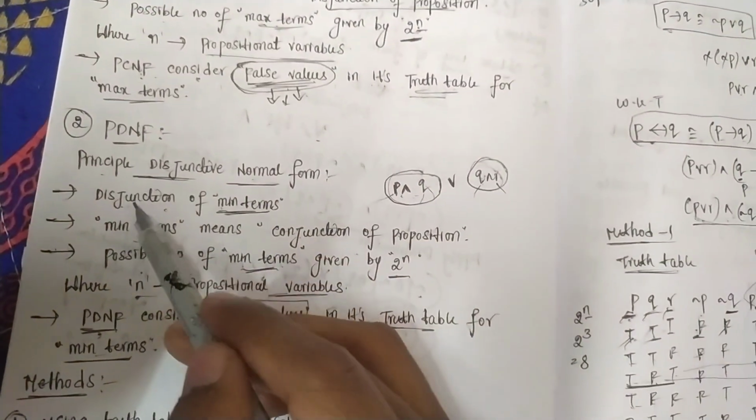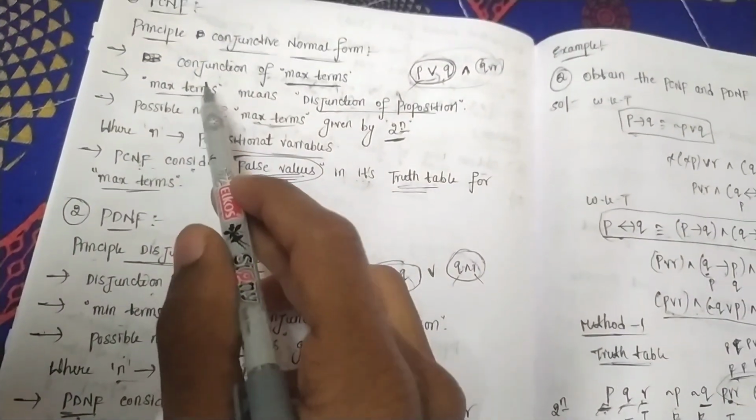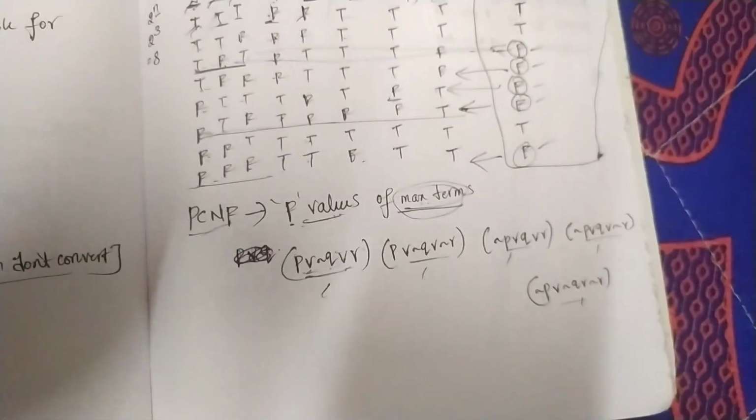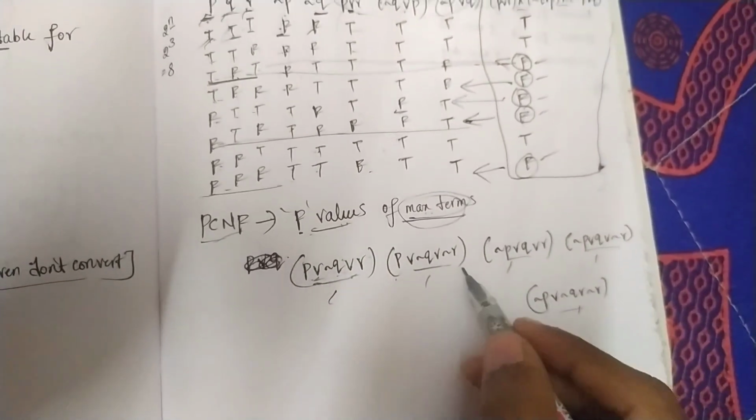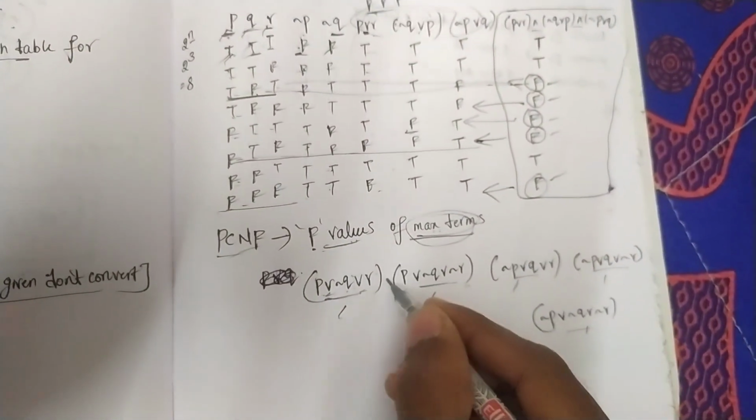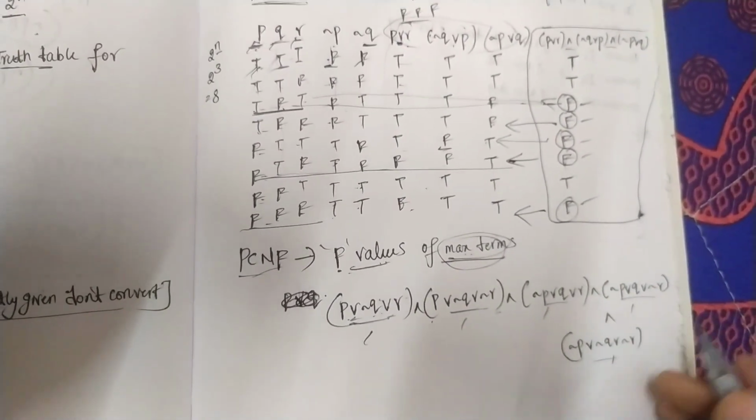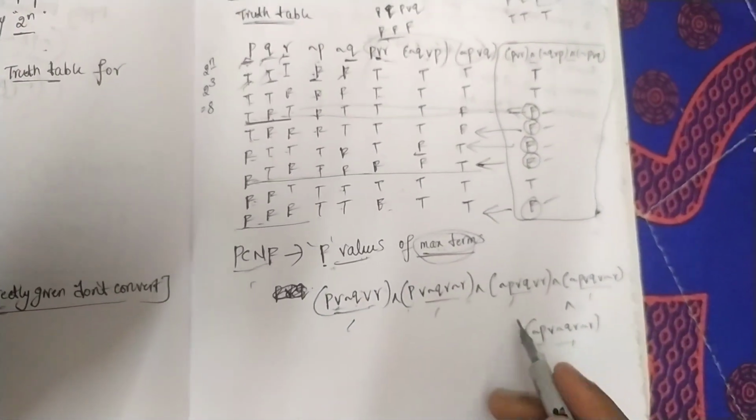So PCNF means what? PCNF means conjunction of max terms. Here max term means disjunction. These are 1, 2, 3, 4, 5, five max terms. Conjunction of max terms means in between we have to place AND. So this is the PCNF value of the given problem.